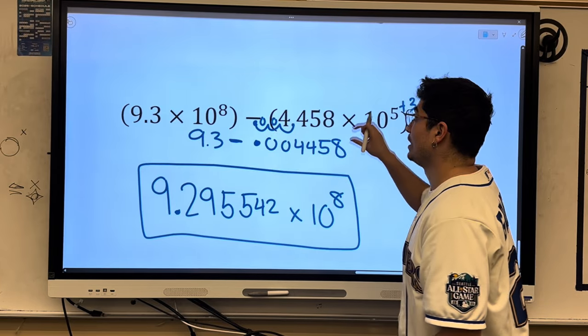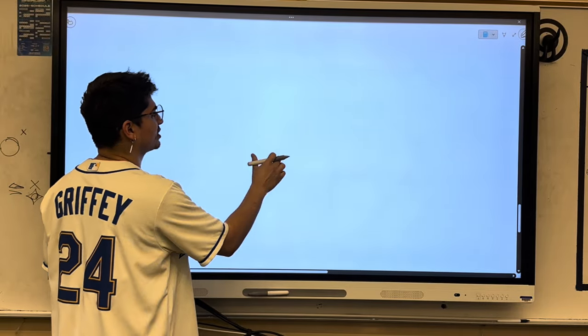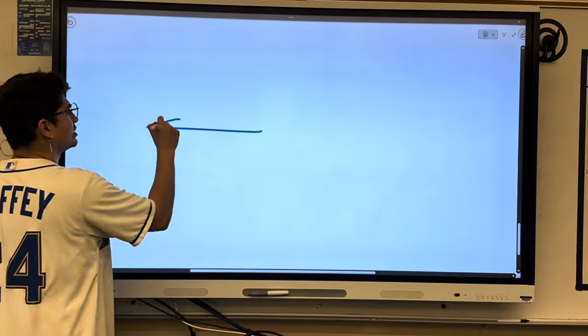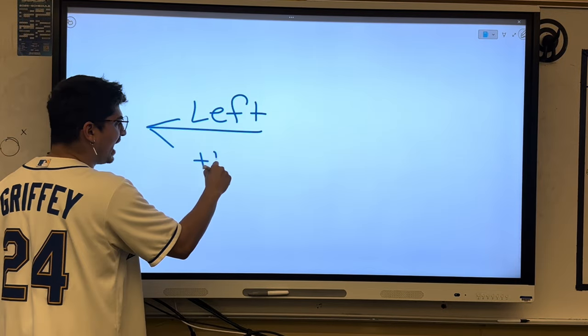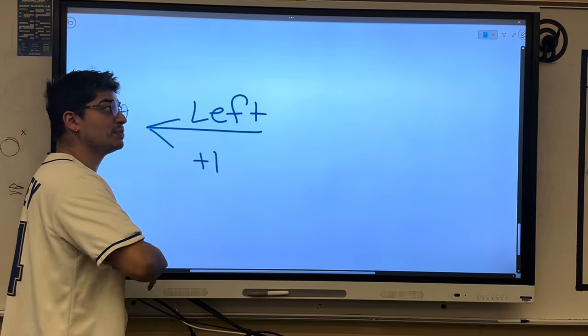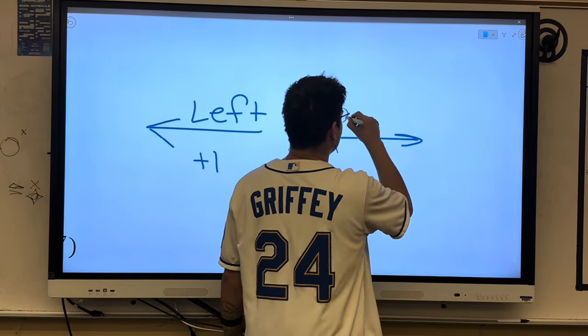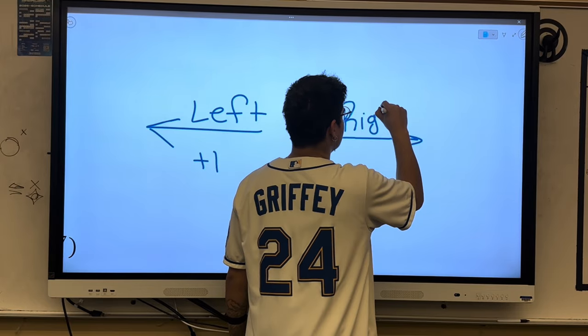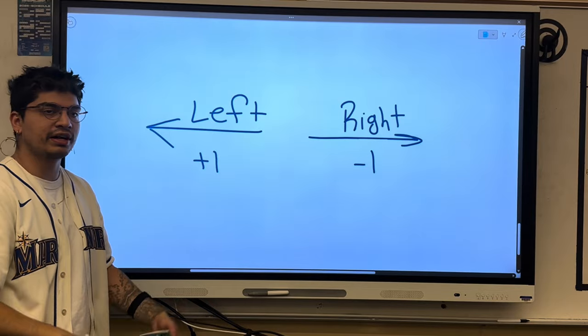And again, I'll just leave you off with this. If you're going to remember anything for this conversion, moving your decimal to the left means you're adding an exponent every single time you move the decimal. You're adding an exponent. And when you're going to the right, you are taking away an exponent, or you're lowering your exponential power.